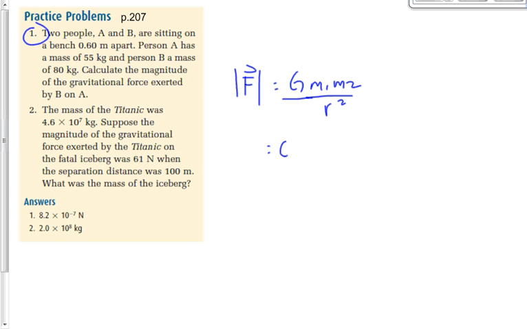Okay, so let's do that. 6.67 times 10 to the minus 11 times mass 1. Which one do I use as mass 1, 55 or 80?